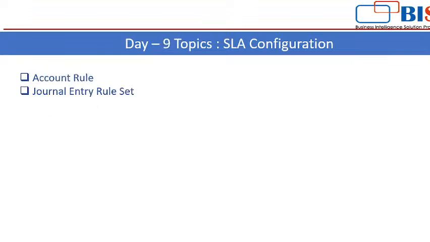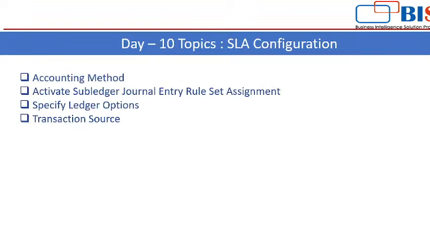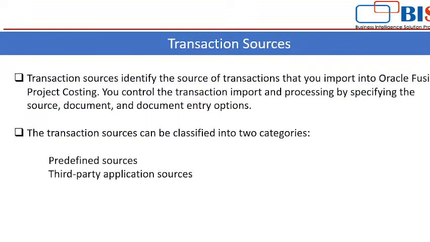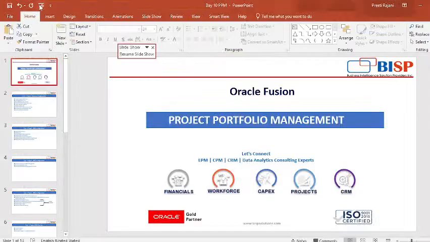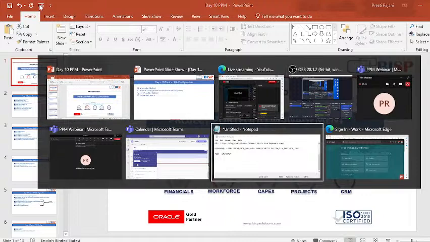Then in the next session we have seen account rule and journal entry rule set. So these are today's topics, that is accounting method. Then we will see how to activate the subledger journal entry rule set assignment, specify ledger options and transaction source. So let's move to our application.